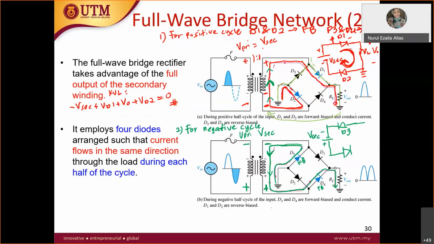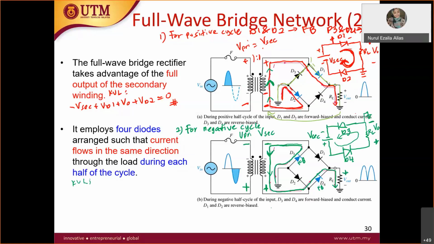Negative D4 goes to RL, and now your ground is upward. You can draw it the other way around. So this is your RL, this is your negative D4 and plus V naught, so plus at the bottom and negative at the upper side. This is how it looks. Although it looks upside down, if you apply KVL, you will see it's actually the same thing. So let's apply KVL together.